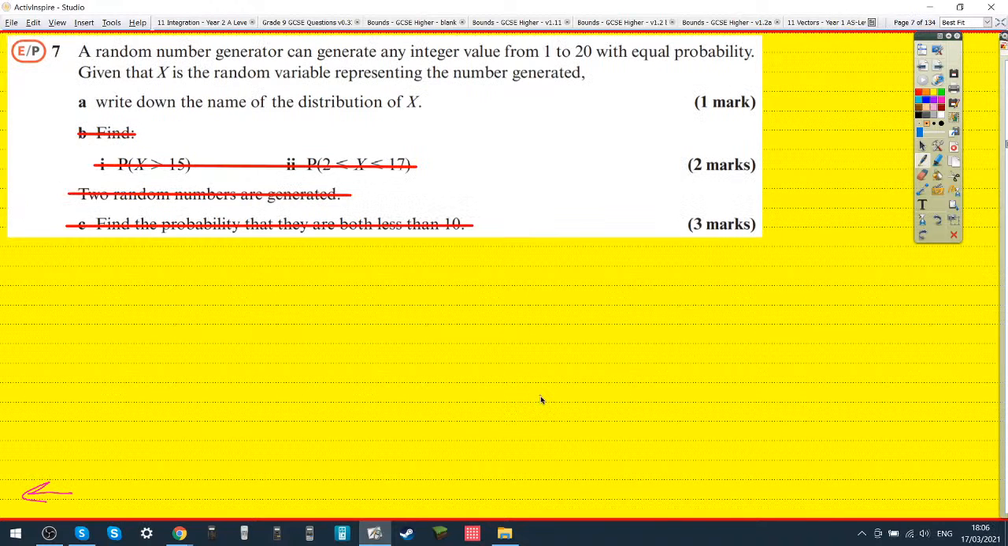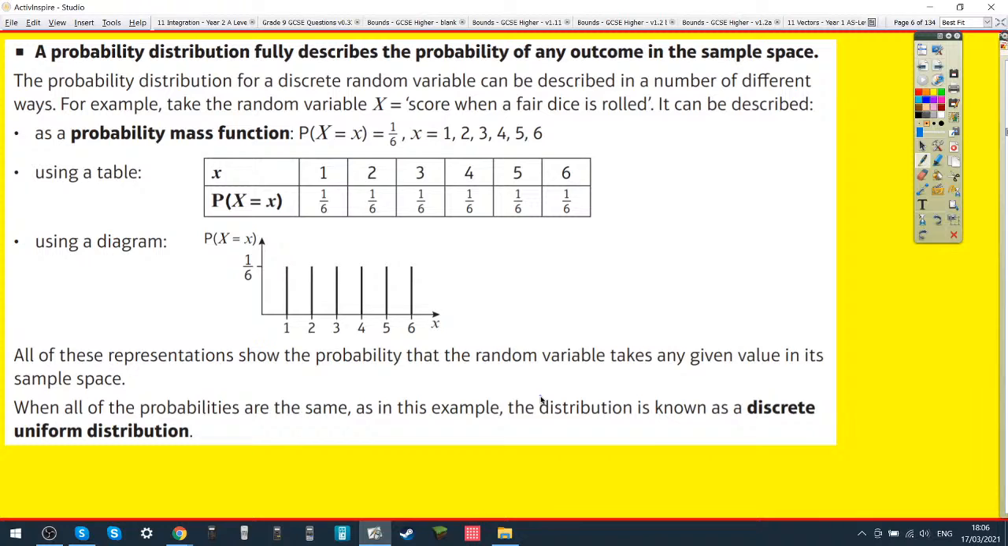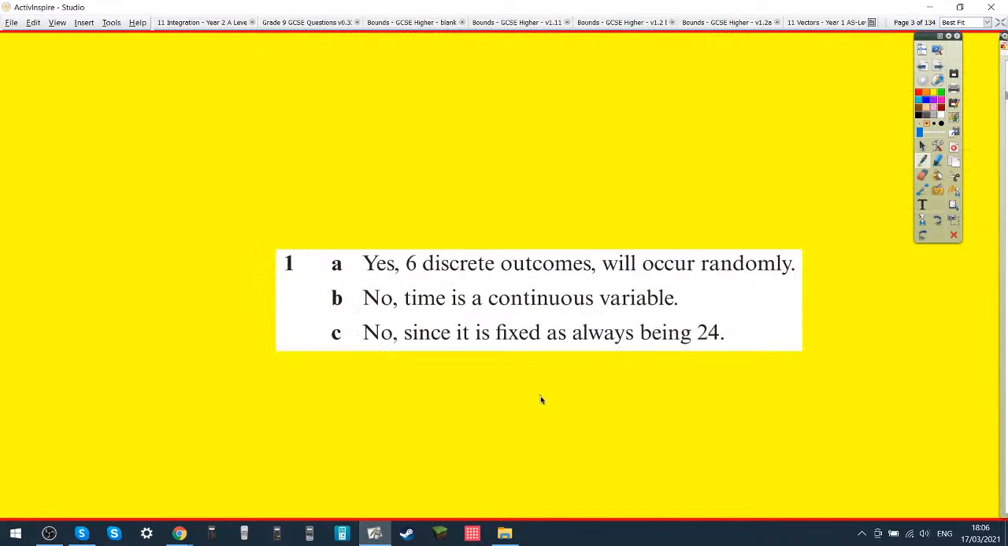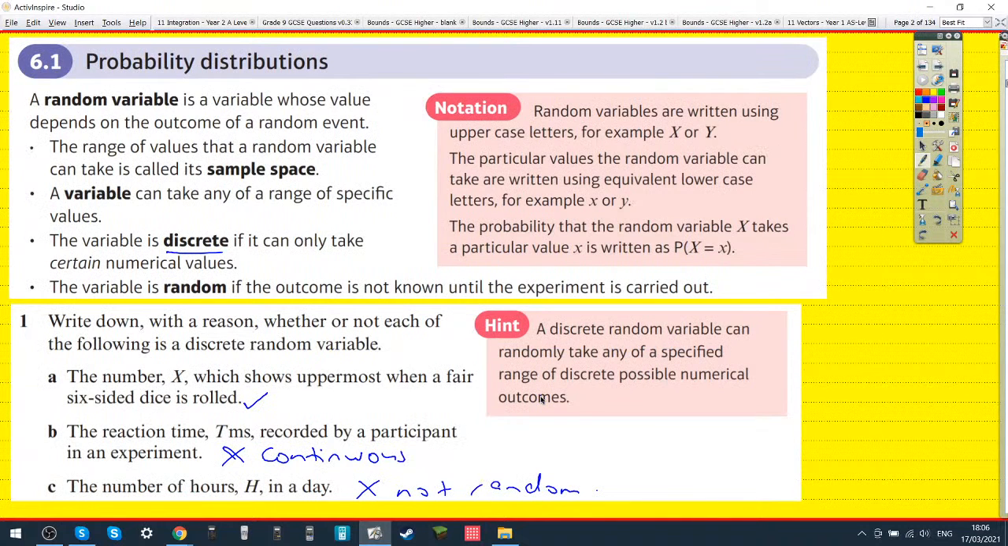Okay, random variables. What's an example of one? Rolling a dice. So what's an example of one that isn't a random variable? Number of hours in a day. That's not random. It's always 24.